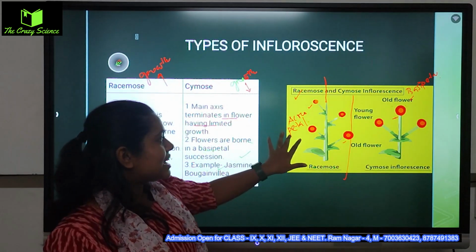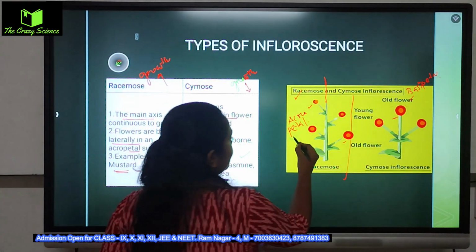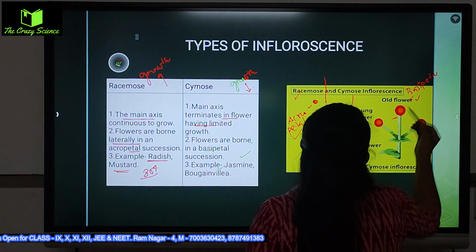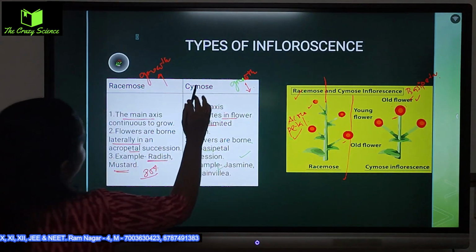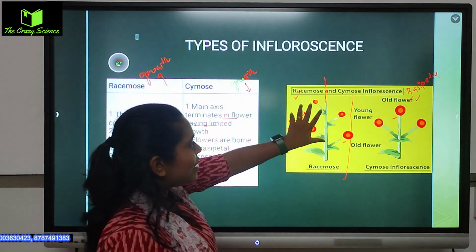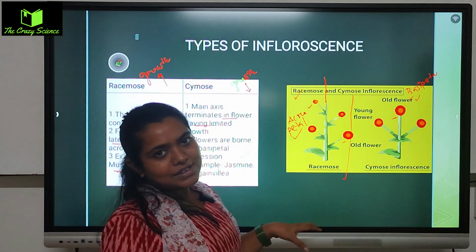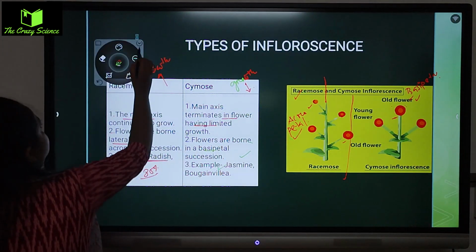That is the reason. This kind of succession or way of flowering in plants is called acropetal and basipetal. In basipetal the growth will be limited or very less, and in acropetal the growth will be more, just because of having the more younger flowers in the upper part of the plants. Okay.